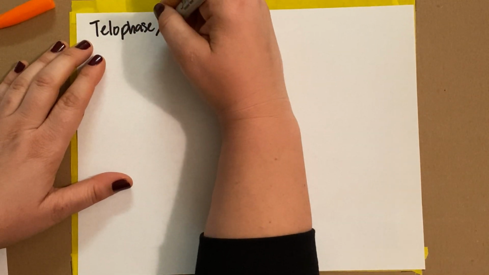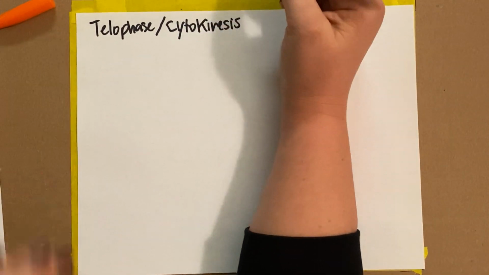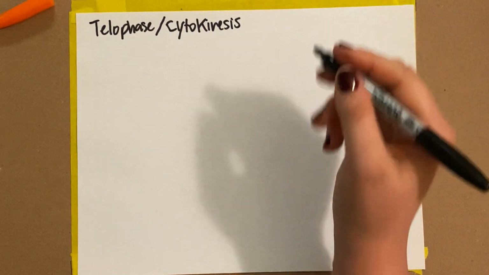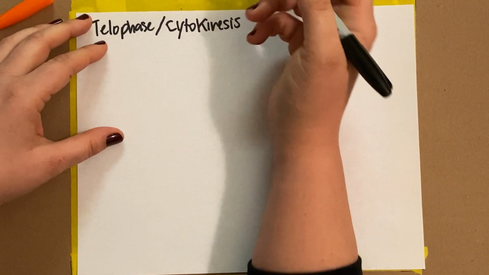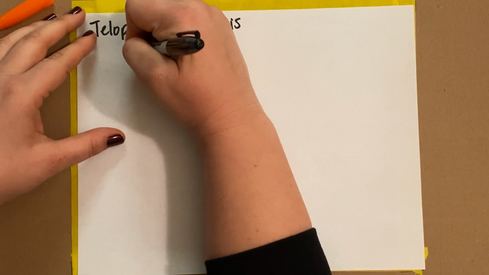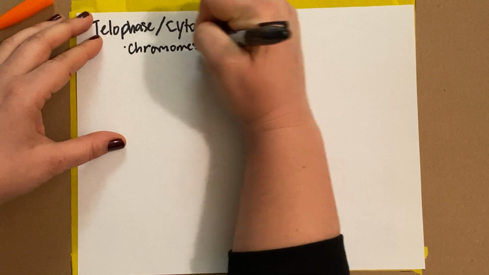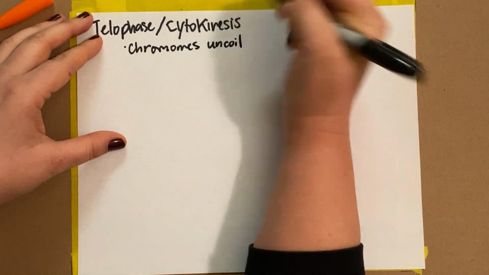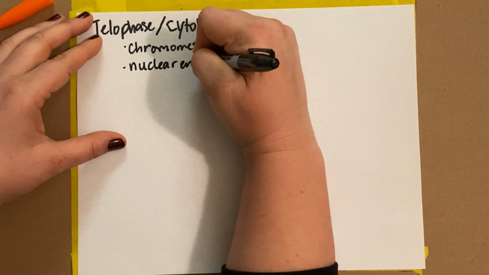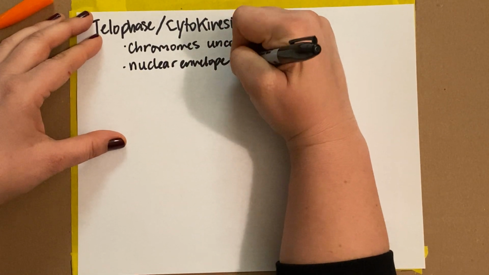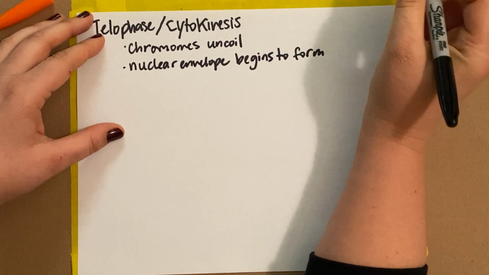And I'm going to say / cytokinesis. Okay, and so what's going to happen in this is that the chromosomes are going to be completely separated, and the chromosomes are going to start to uncoil, so they're not going to be in their tight chromosome form anymore. Uncoil. The nuclear envelope begins to form again around the chromosomes.